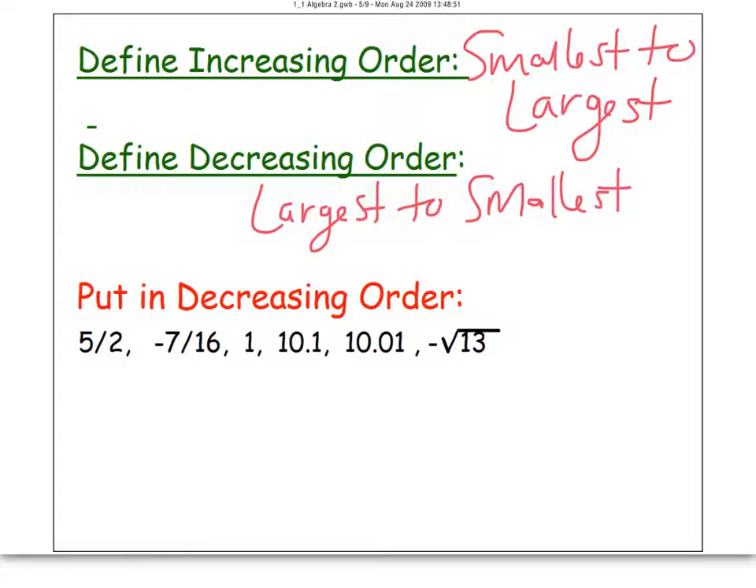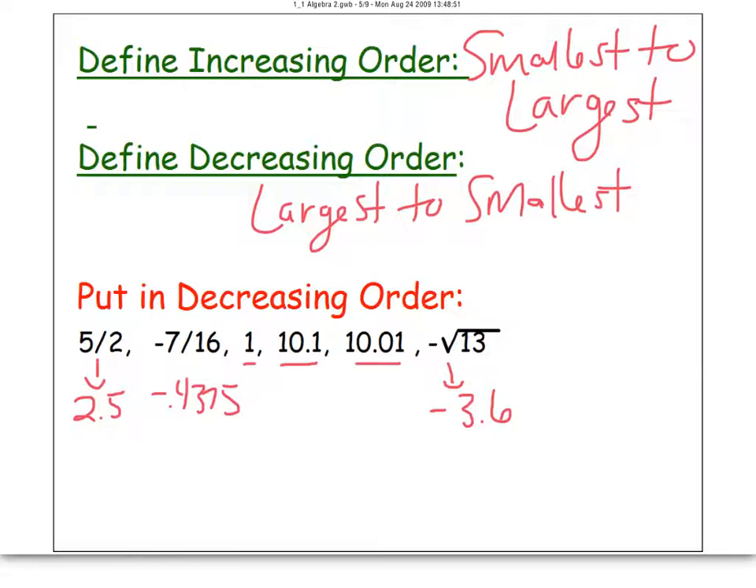So if they wanted us to put these 6 numbers in decreasing order, I first would want to have them all in the same format. This one here is already a decimal, and that's as a decimal. So I'm going to convert these two fractions. 5 divided by 2 in the calculator is 2.5. Negative 7 divided by 16 is going to be a negative 0.4375. The negative square root of 13 is going to be a negative 3.6 approximately.